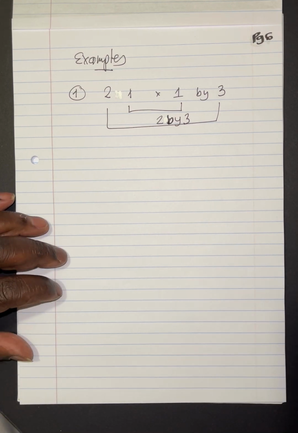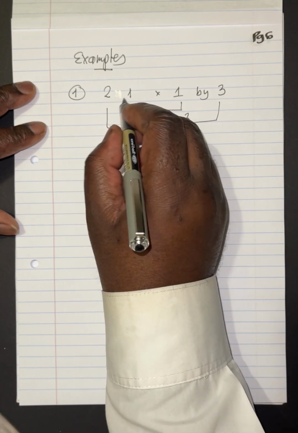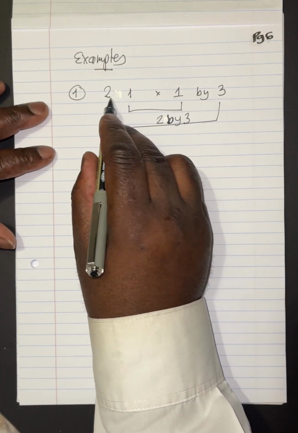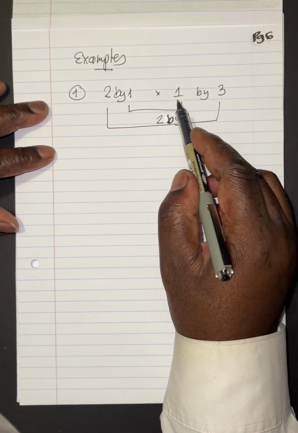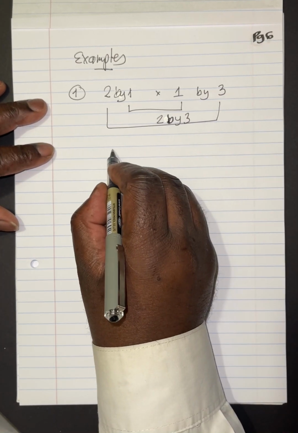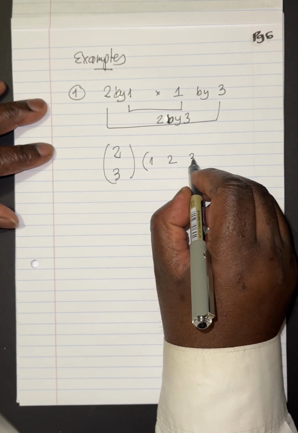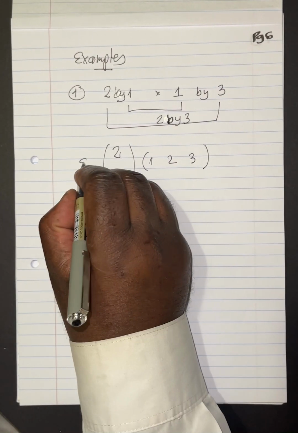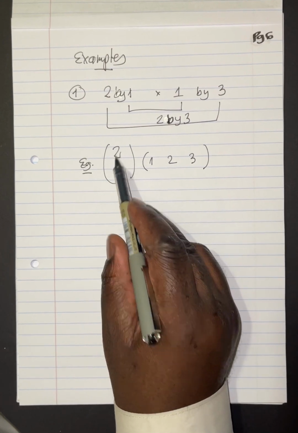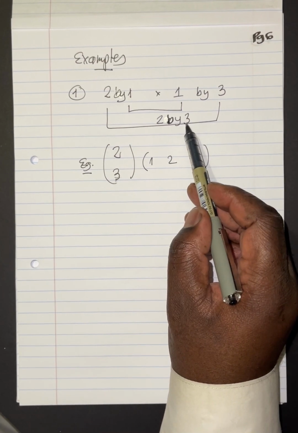We'll see. So this one here is a 2 by 1 matrix multiplied by a 1 by 3 matrix. The resulting matrix will be a 2 by 3 matrix. Let's give an example. We have a 2 by 1 matrix, 2 and 3, and we're multiplying this by 1, 2, 3. This is our example here, 2 by 1 multiplied by 1 by 3, and I'm saying that we are supposed to produce a 2 by 3 matrix.